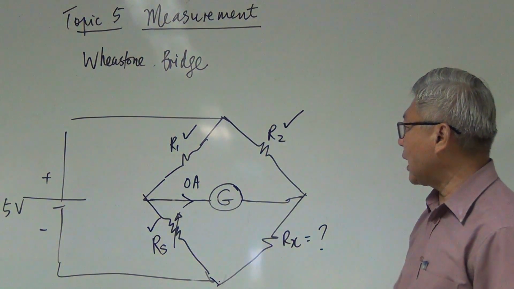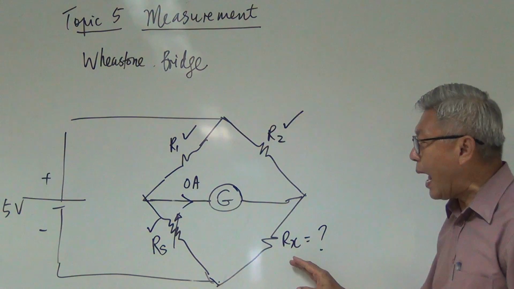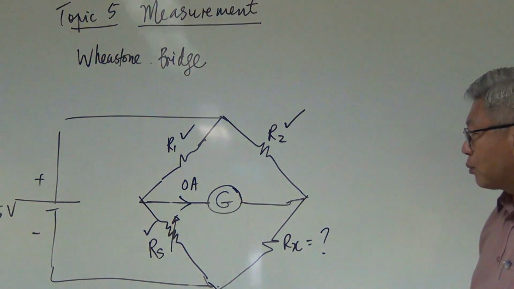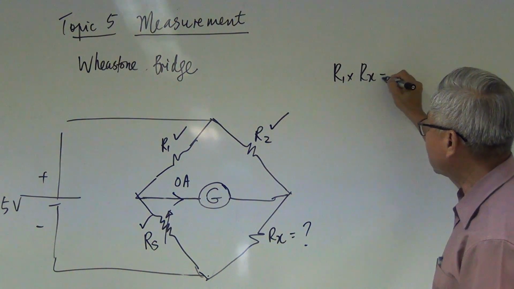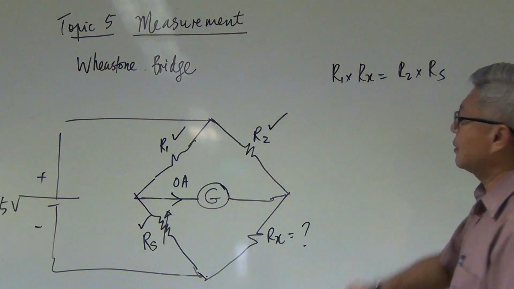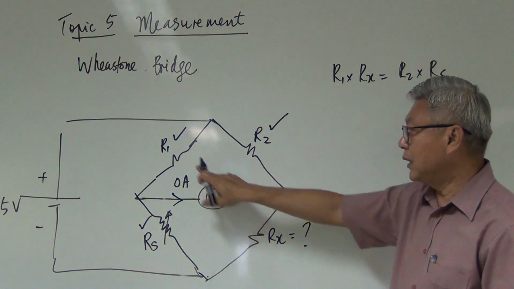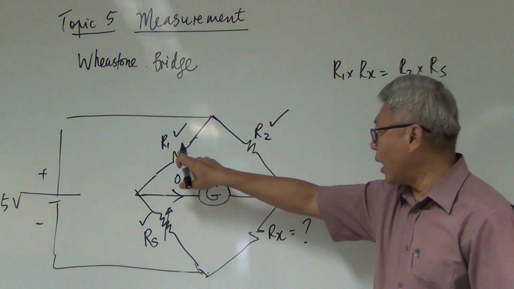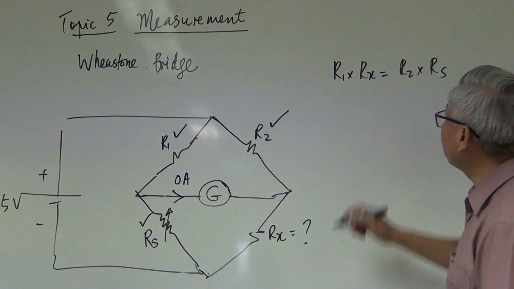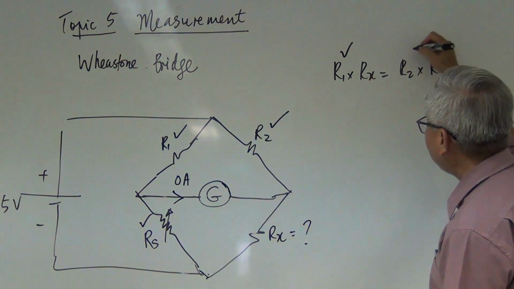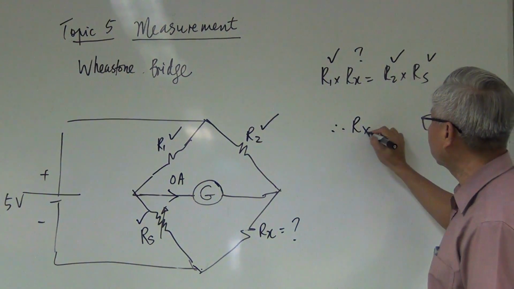So in a Wheatstone bridge circuit, you know the value of 3 resistors, and you have 1 unknown resistor to be measured. By voltage divider or by Ohm's law, it can be proven that R1 multiplied by Rx is equal to R2 multiplied by Rs. In other words, the 2 resistors diagonally across give the product. So if I know the value of R1, R2 and Rs, Rx can be found.